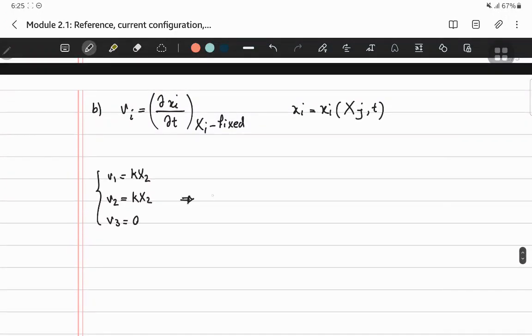Therefore, we have v as kx2 e1 plus kx2 e2 plus 0 e3. I just don't write the last term. So now this is your v, as you see here, your velocity in the material description.